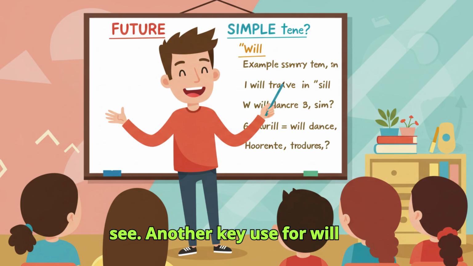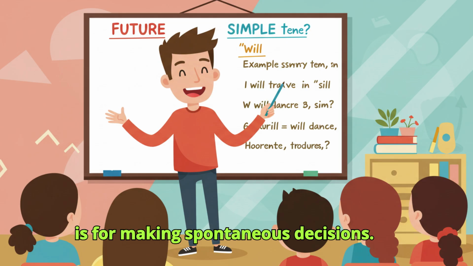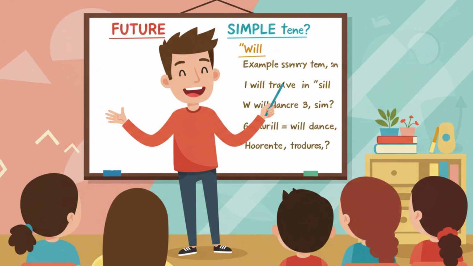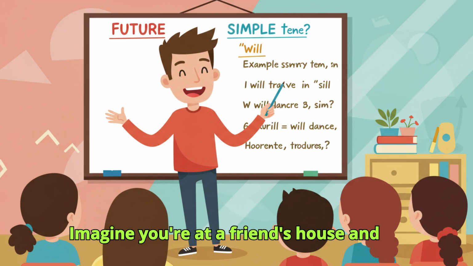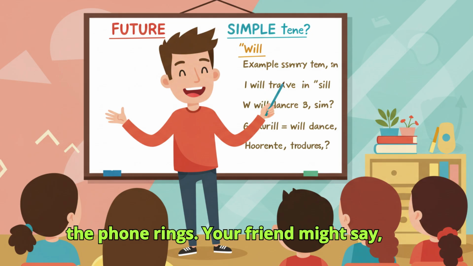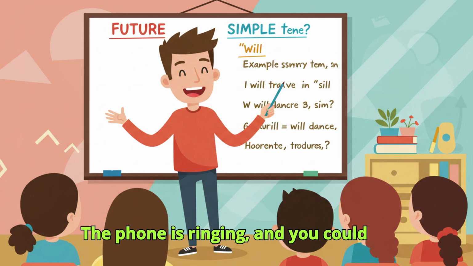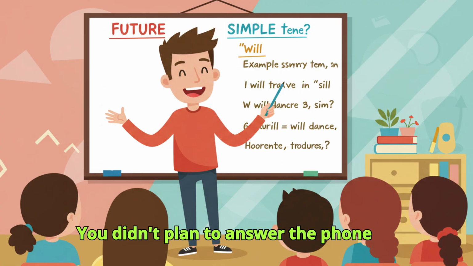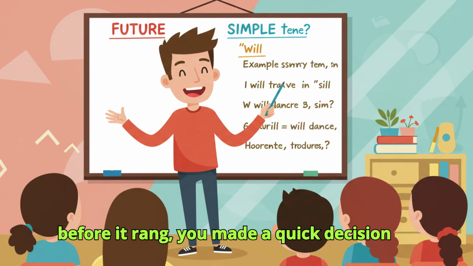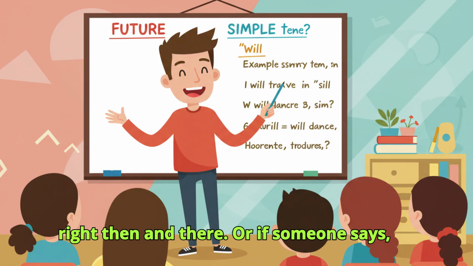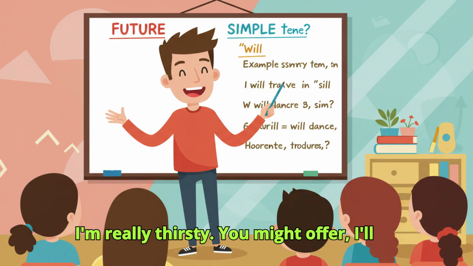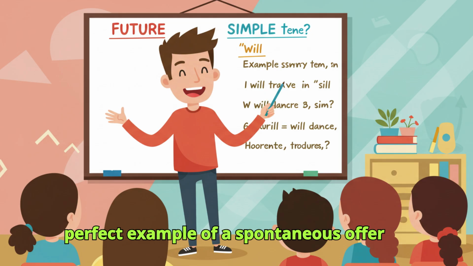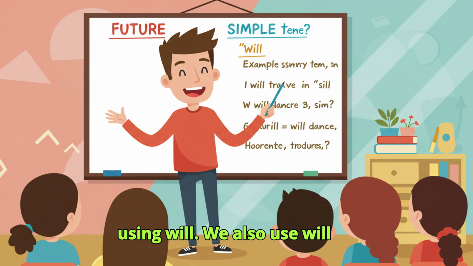Another key use for will is for making spontaneous decisions. This is when you decide to do something at the moment of speaking. Imagine you're at a friend's house and the phone rings. Your friend might say, "The phone is ringing," and you could reply, "Don't worry, I'll get it." You didn't plan to answer the phone before it rang. You made a quick decision right then and there. Or if someone says, "I'm really thirsty," you might offer, "I'll get you a glass of water." This is a perfect example of a spontaneous offer using will.